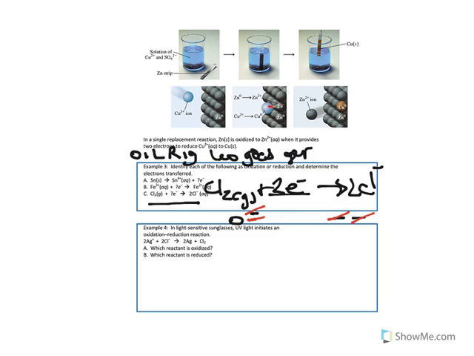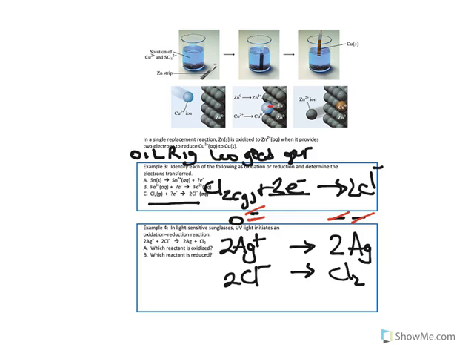Let's try another one. We have 2 Ag+ going to make 2 silver solids, and we have 2 Cl minuses going to Cl2. So let's see what we do about electrons. On the top equation we have 2 pluses on the left and a 0 on the right. Where are we going to put our minuses to make these two things equal to each other? What about if we put 2 minuses here? Then our 2 minuses and our 2 pluses cancel each other out, and we have a 0 on the left and a 0 on the right. So let's put our 2 electrons in here.